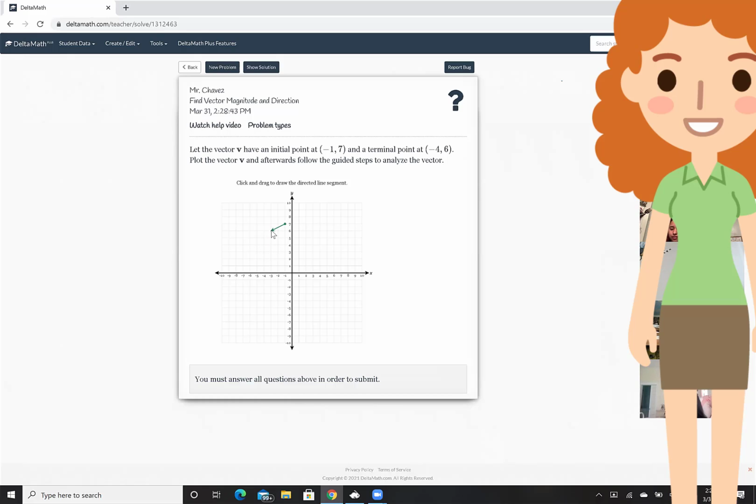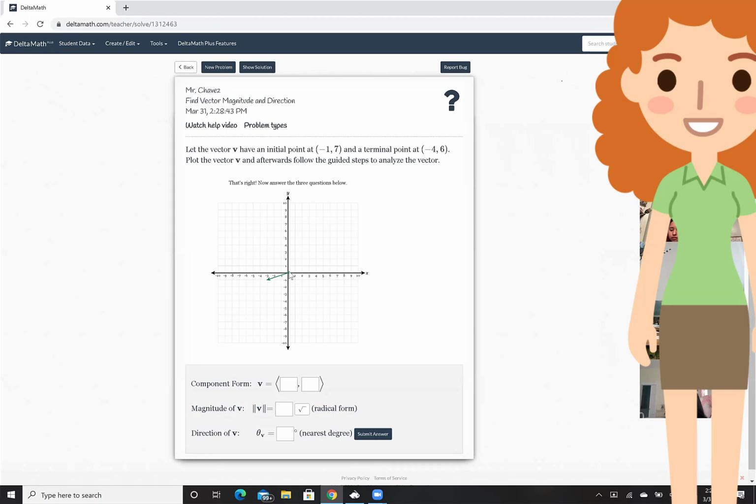Is it right there? Nope, that one. -4, 6. There it is. There's my vector. And then it says, put the tail at the origin. Okay, so I grabbed the vector and I put the tail at the origin. And again, I'm in quadrant 3, so I guess it's not fun that I'm in quadrant 3.